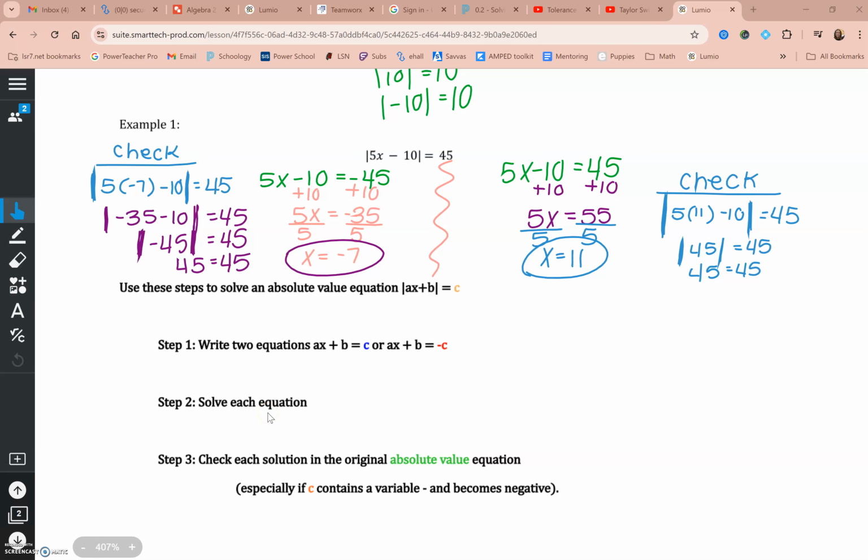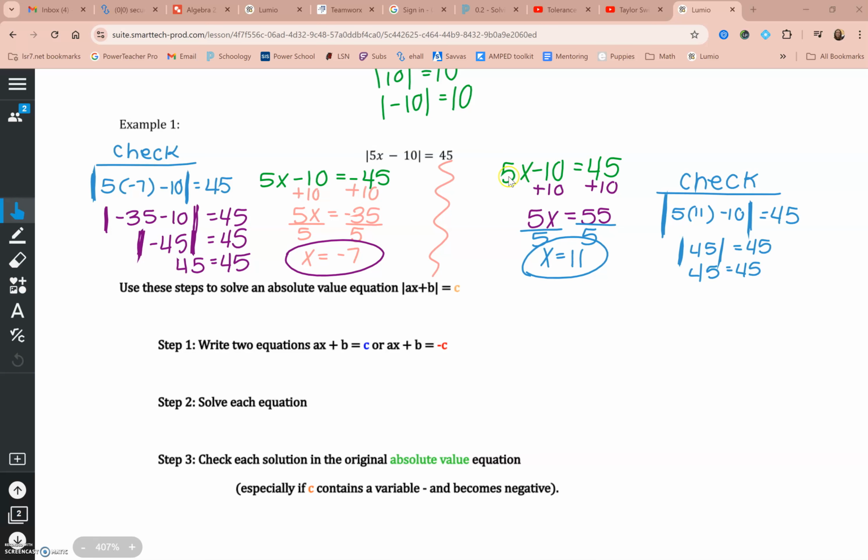In this video, I'm going to recap solving absolute value equations. So this is the first page of our notes packet that we took this year. We started off with the absolute value of 5x minus 10 equals 45. You can see right here, this is where we started.